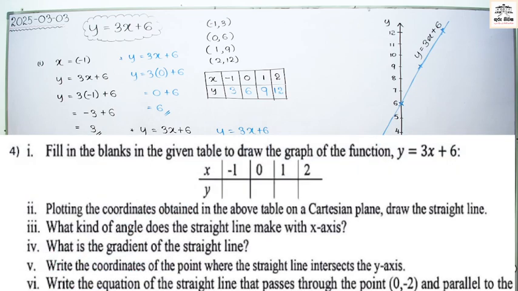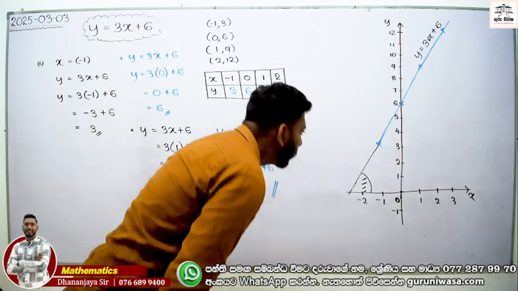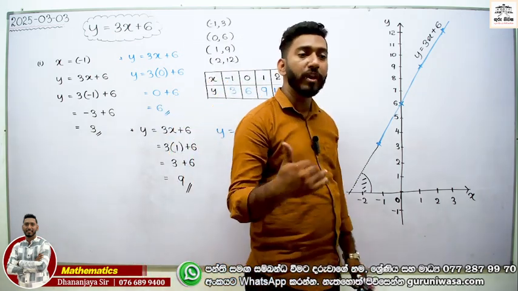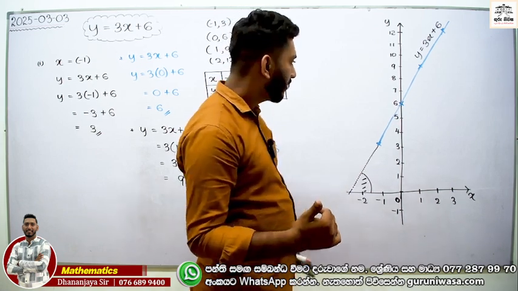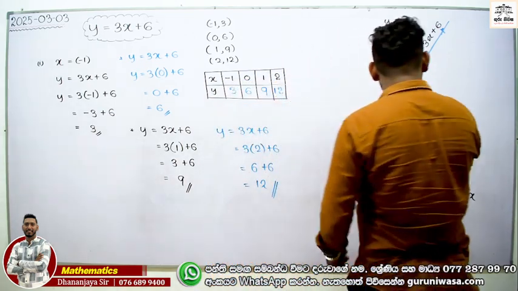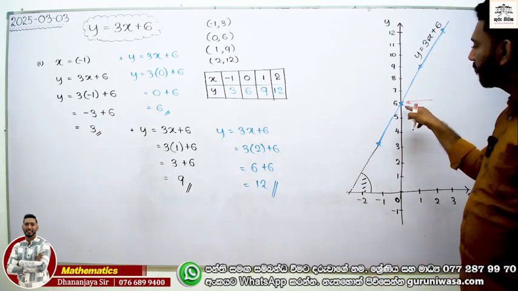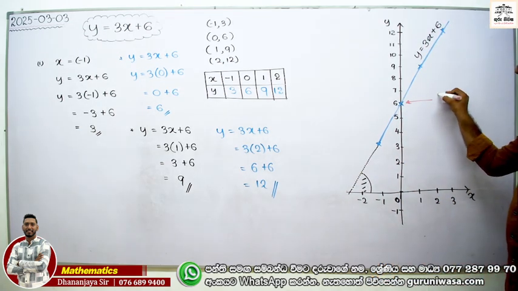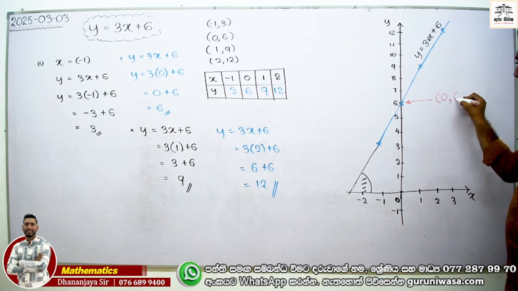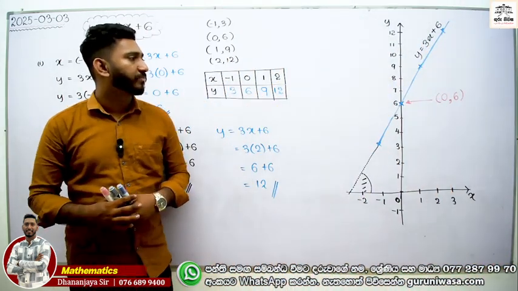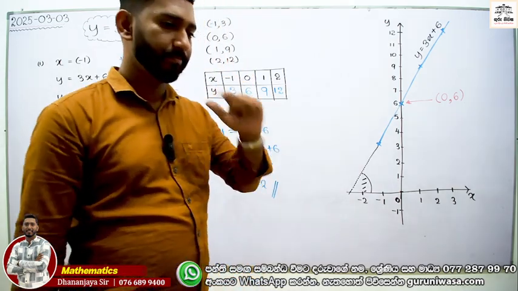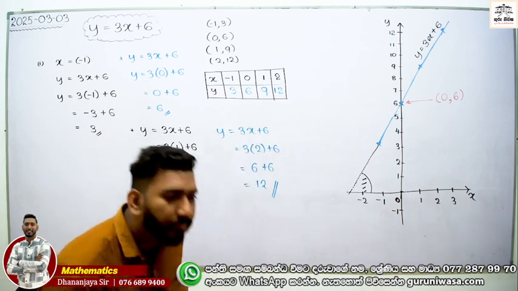Write the coordinates of the point where the straight line intersects the y-axis. It asks for the coordinates of the point where it intersects the y-axis, right? Not just the value, the coordinates. Here is the intersection point. Therefore, the coordinate is (0, 6). Then the answer is (0, 6). Very good.